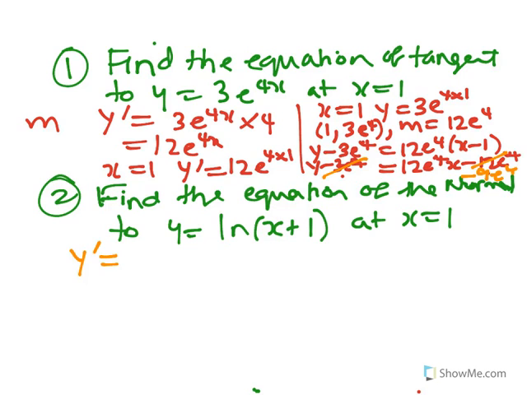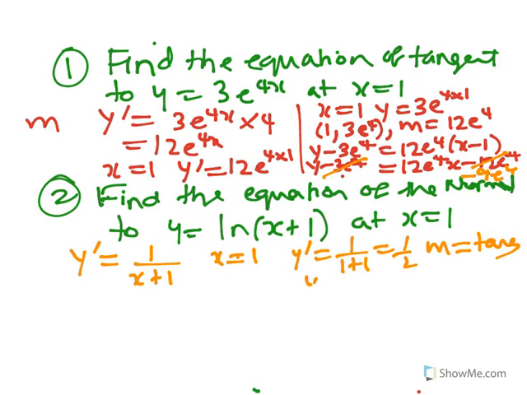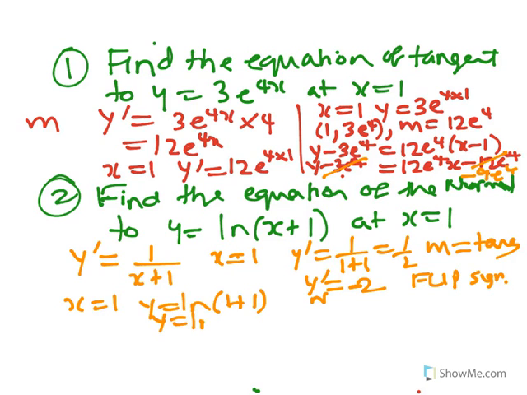Okay, so y dash is 1 on x plus 1. When x equals 1, y dash equals 1 on 1 plus 1, which is a half. That is the gradient of the tangent. So the gradient of the normal would be minus 2, because you've got to flip and you've got to change the sign. Alright, so then we need a point. So go x equals 1, y is ln 1 plus 1, so y is ln 2.